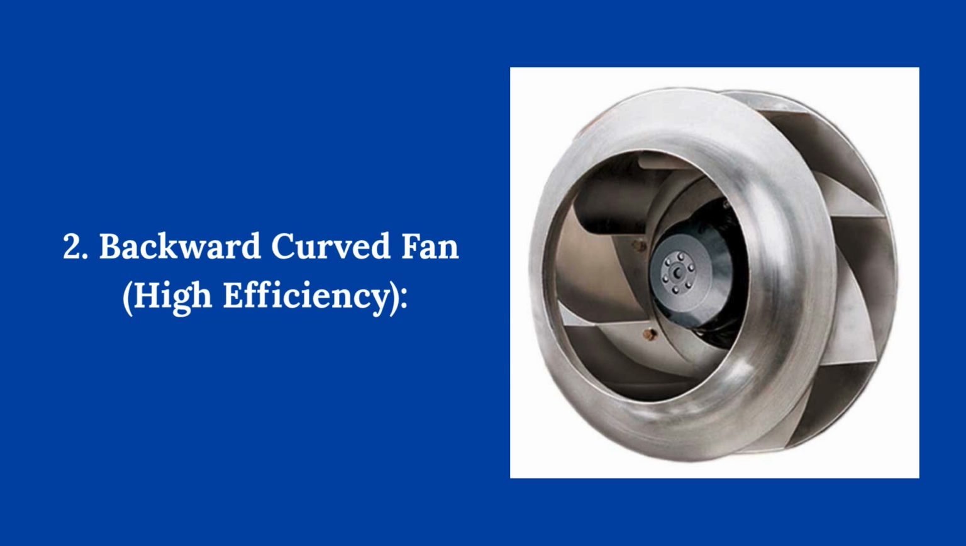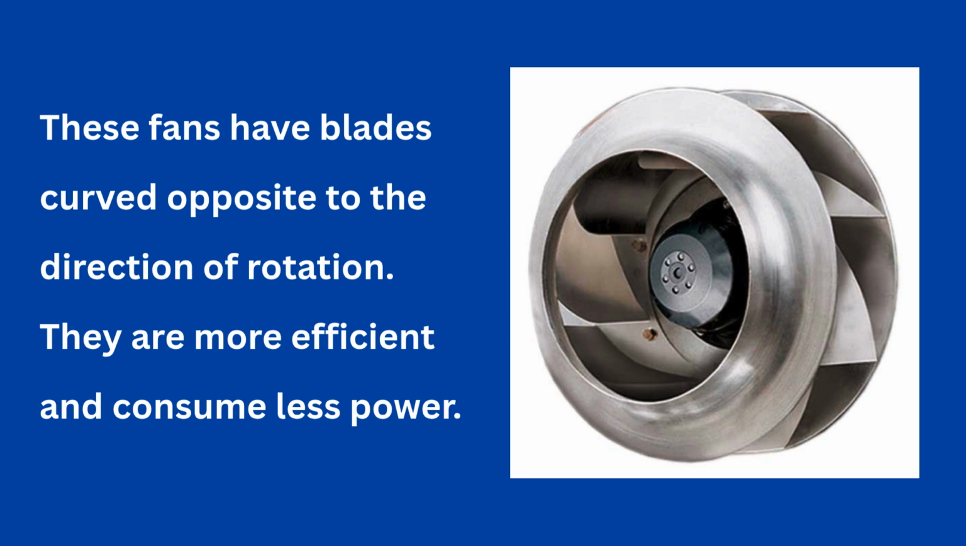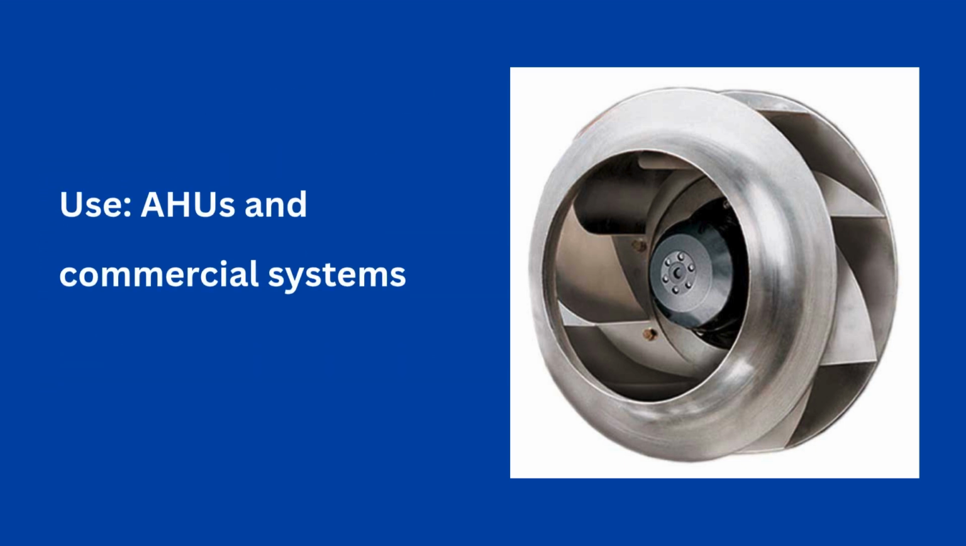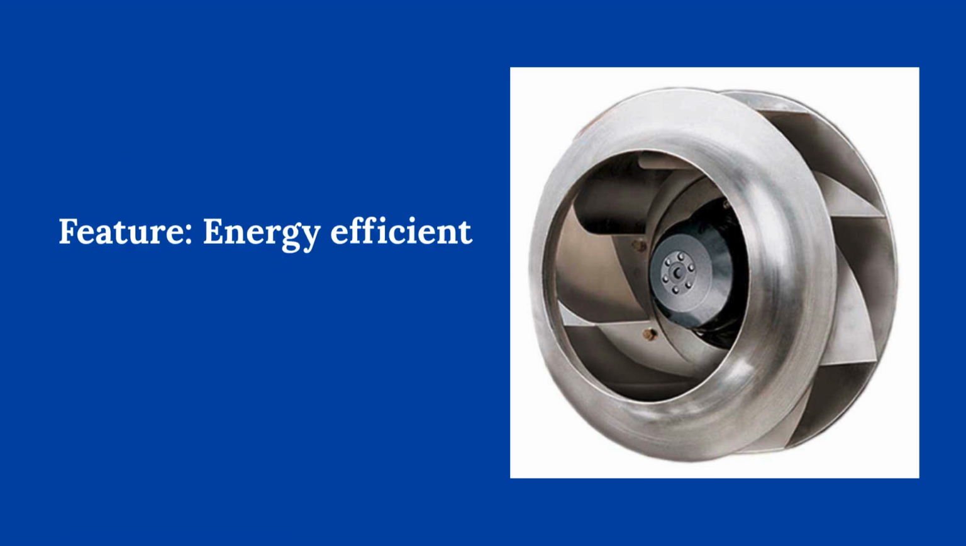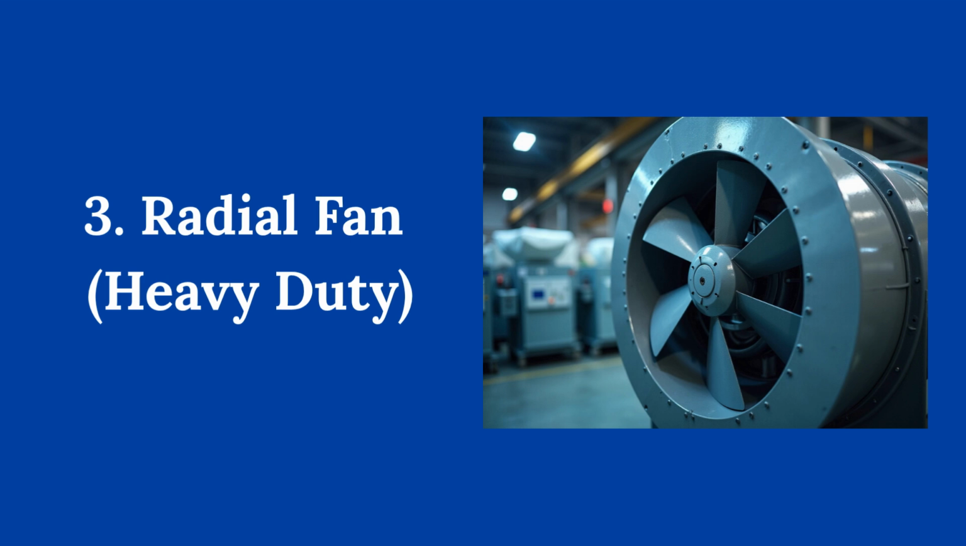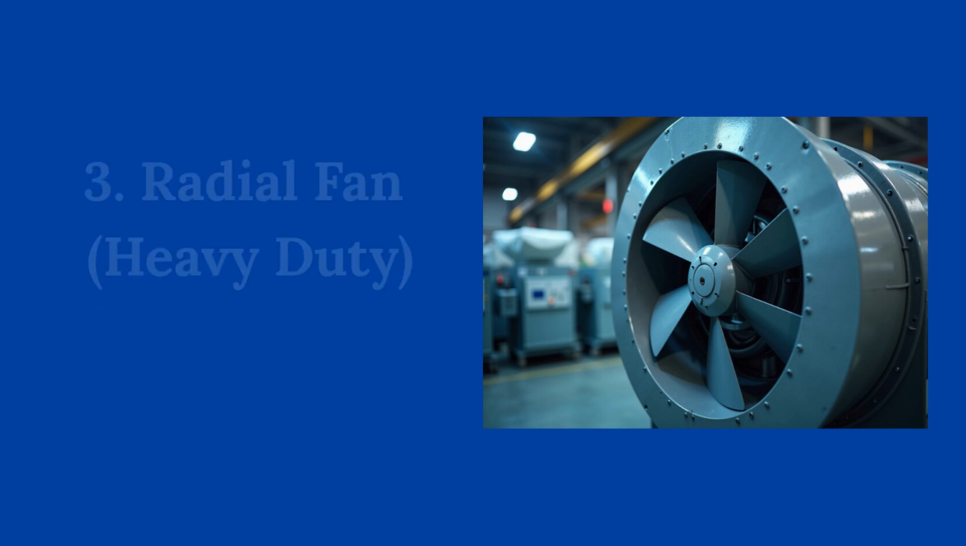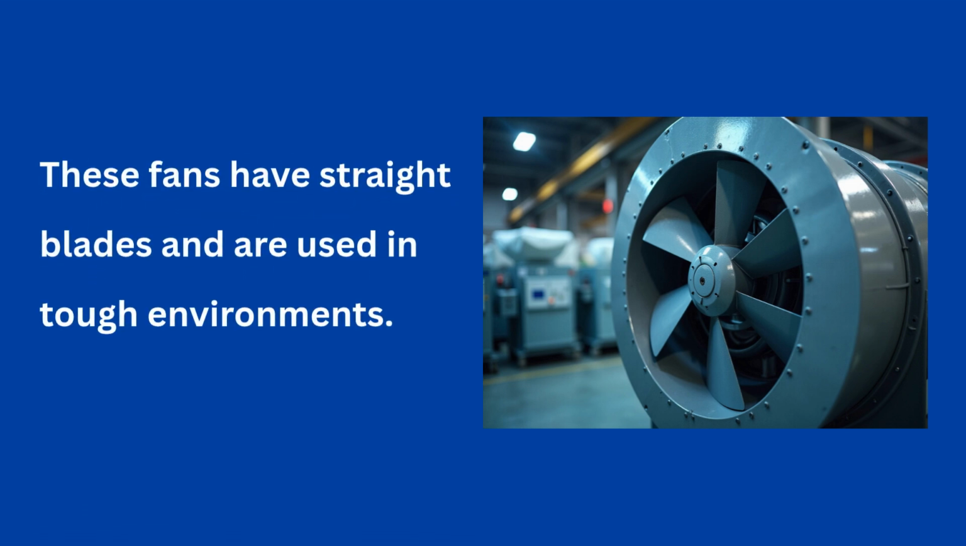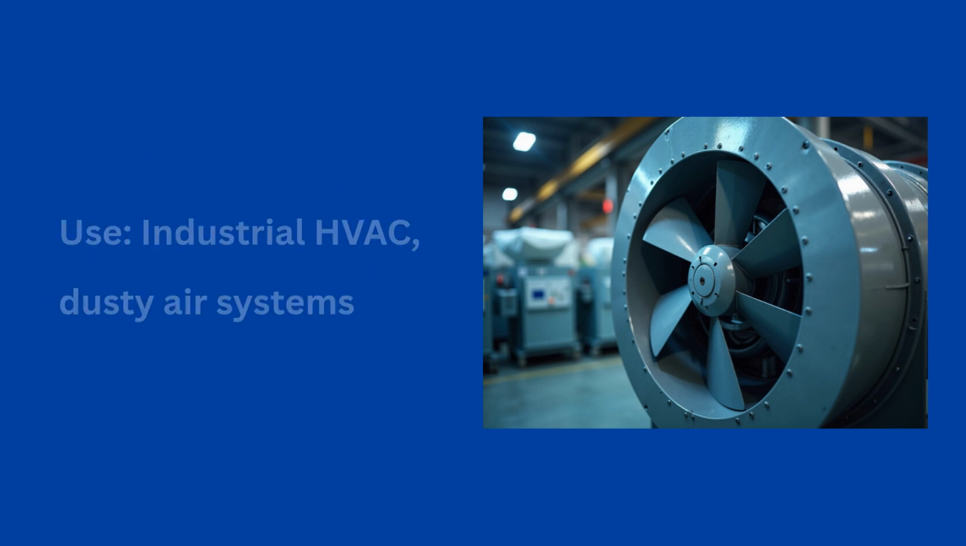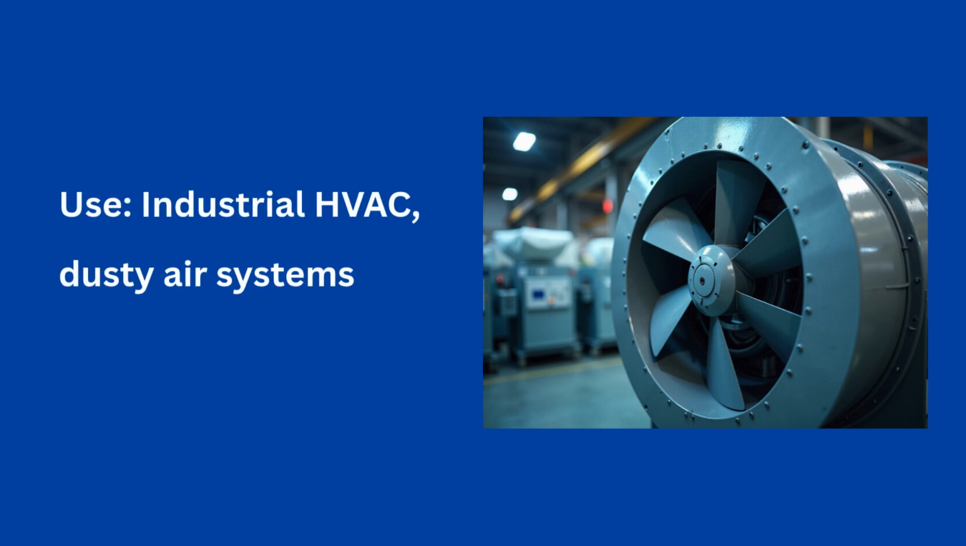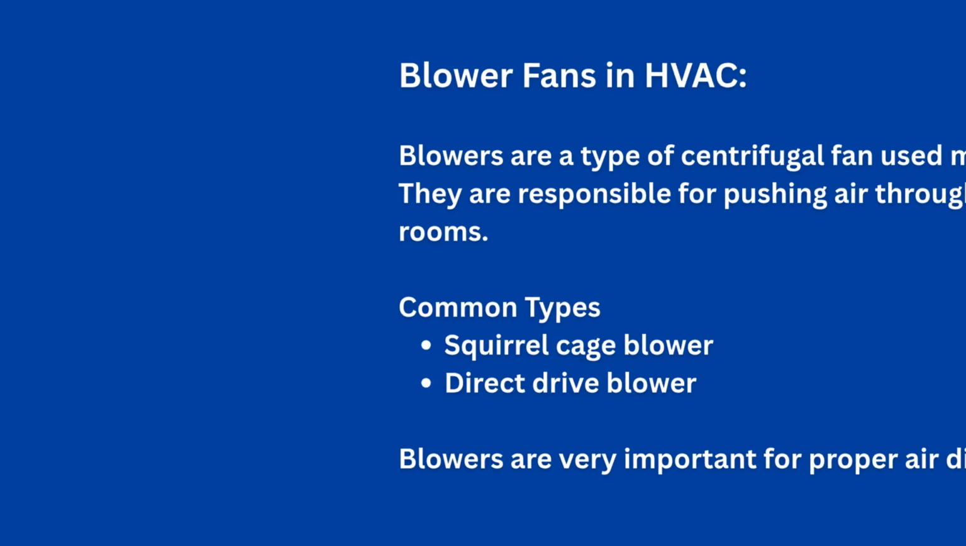2. Backward curved fan, high efficiency. These fans have blades curved opposite to the direction of rotation. They are more efficient and consume less power. Use: AHUs and commercial systems. Feature: energy efficient. 3. Radial fan, heavy duty. These fans have straight blades and are used in tough environments. Use: industrial HVAC, dusty air systems.